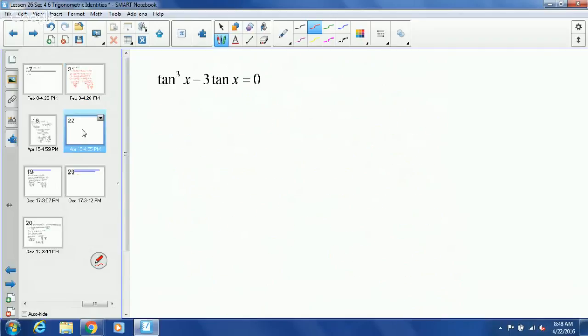Any ideas just looking at that right now? What is the first thing I told you to always do when you're looking at an equation? Yeah, GCF. Do you have one here? What is it? What is my GCF here?